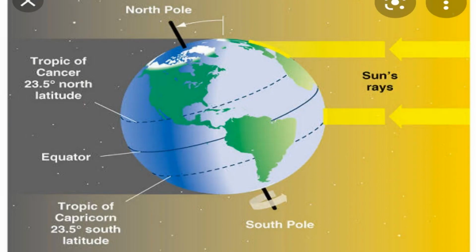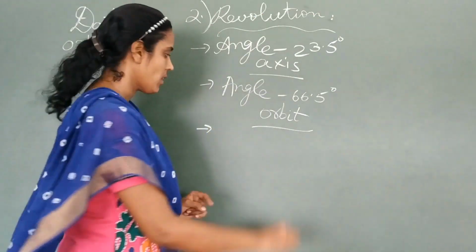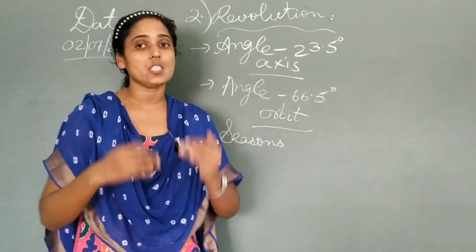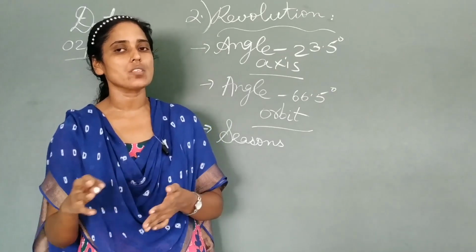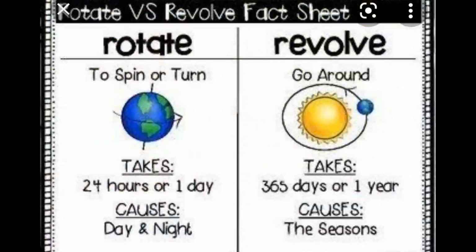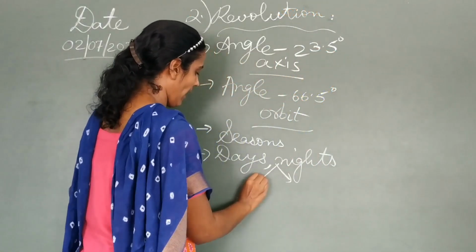Now we'll come to the next point, that because of this revolution, the changes in seasons are caused. You know, students, what happens because of revolution? We have changes of seasons, that is rainy season, monsoon, summer, winter, autumn, spring. Seasons are changing according to the revolution of the earth. And days and nights are also extended or shortened. Anything can happen, okay?